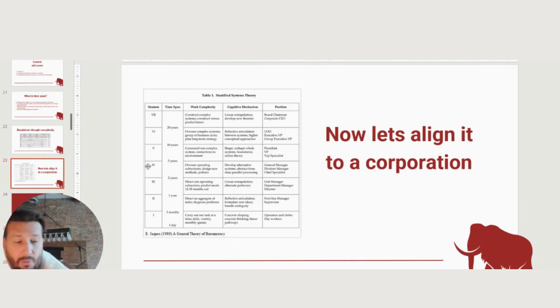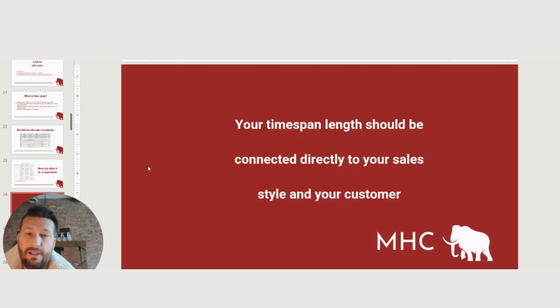You can see they're all aligned to the corporation. Your time span length should be connected directly to your sales style and your customer. We're going to go through that next. As you can see, the customer titles are there, the way they think are there. Your thinking should line up and you will sell more.